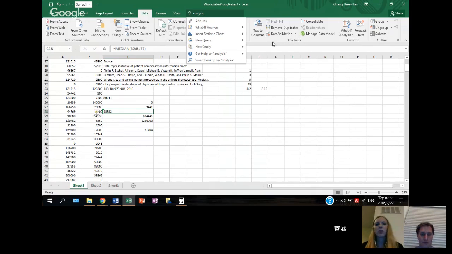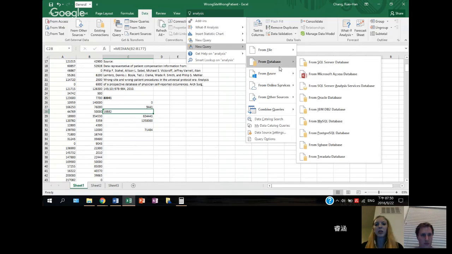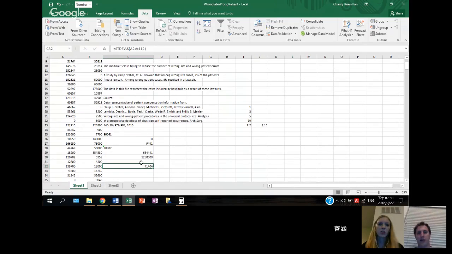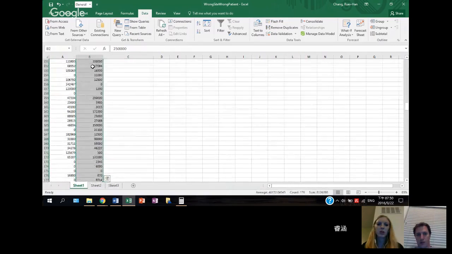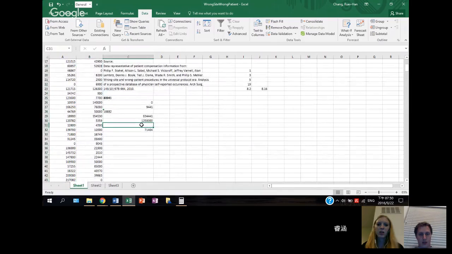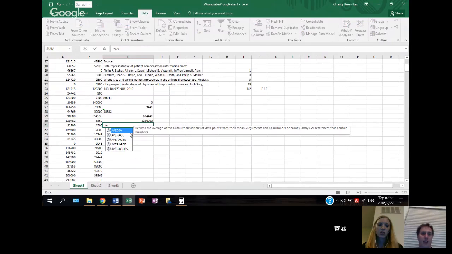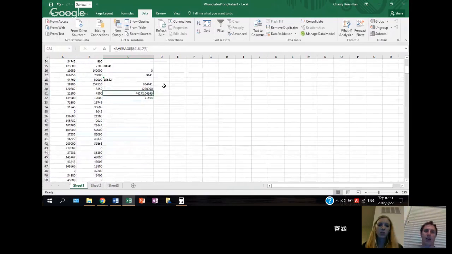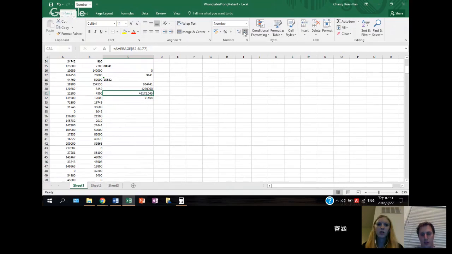For the mean for all the wrong patient, what did you guys get? I got an average of $10,984.97. That's not what I got. What formula did you use? I took the average of B2 colon B117, and for some reason mine says average B2 and B177. It should be B177.